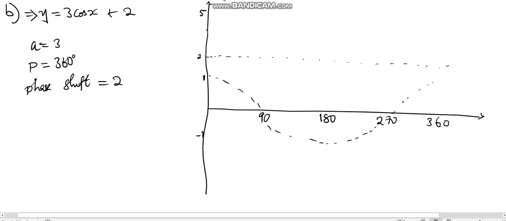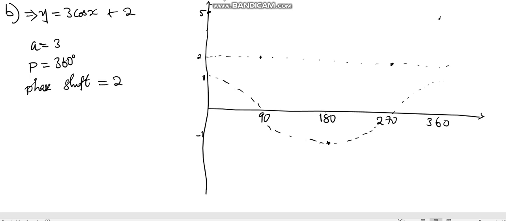So then when x is 0, y is going to be 5. When x is 90, y will be 2 there. Then when x is 180, we're going to get -1. When x is 270, we're going to get a 2 there. And when x is 360, we're simply just going to get a 5 there.